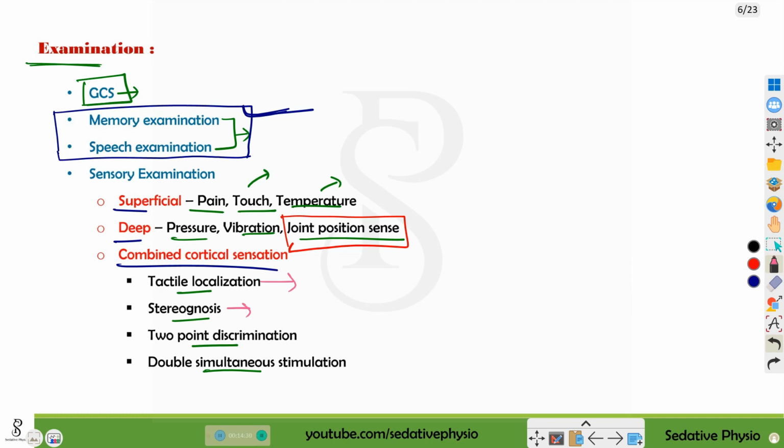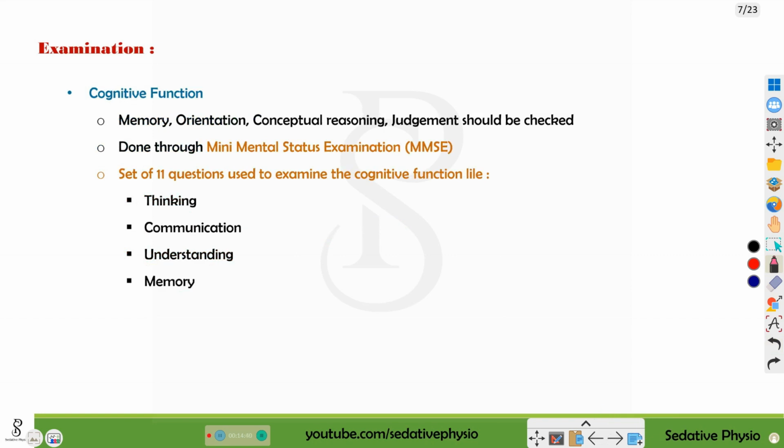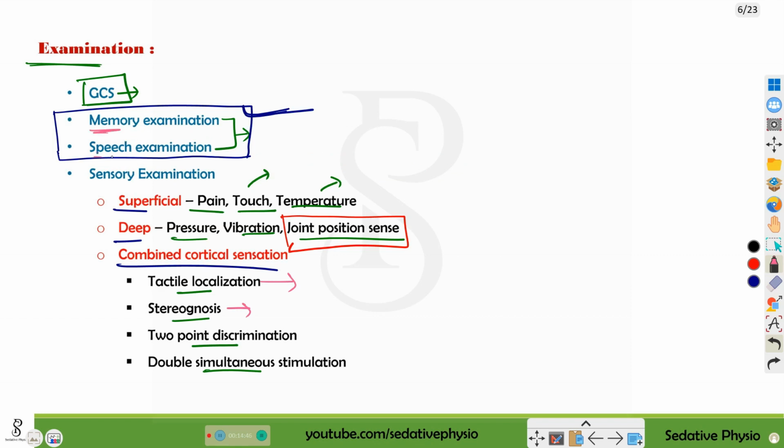If the patient is able to identify the particular object, the stereognosis is absolutely normal, there is no issue with it. Okay, now after the combined cortical sensations, we have to check for the cognitive function. In the previous slide, I just told you that we will discuss the memory and speech later. So here it comes, the memory and speech.